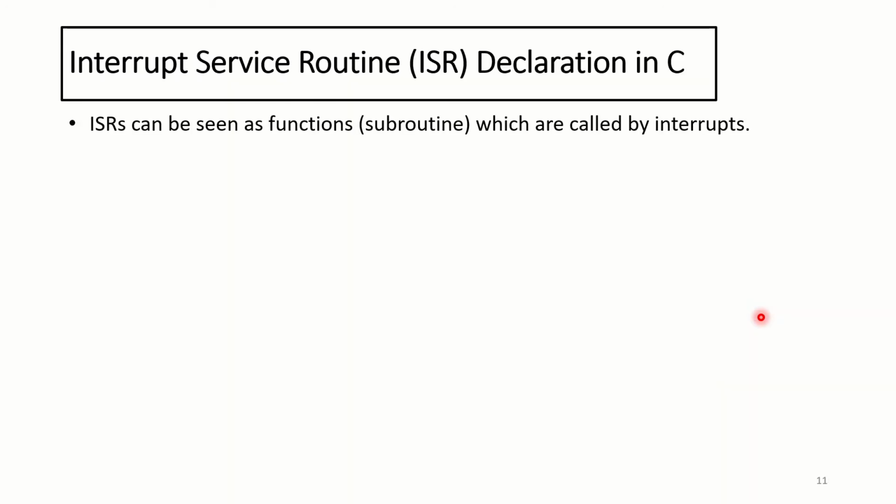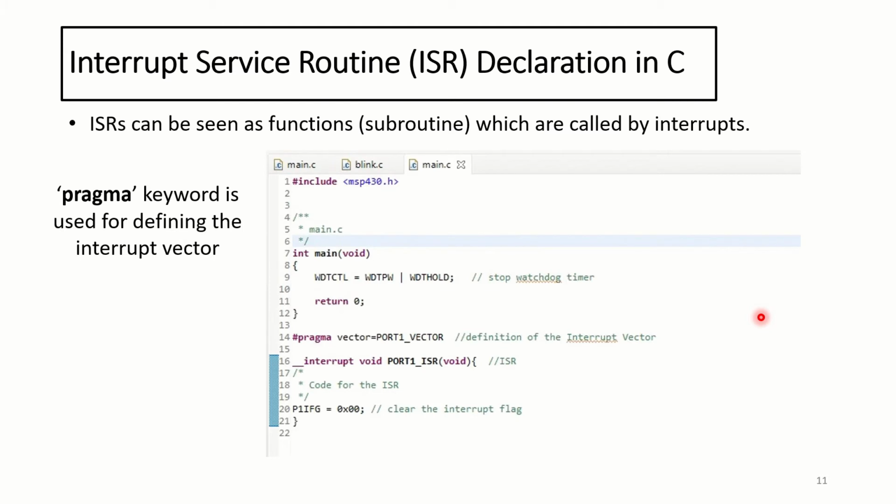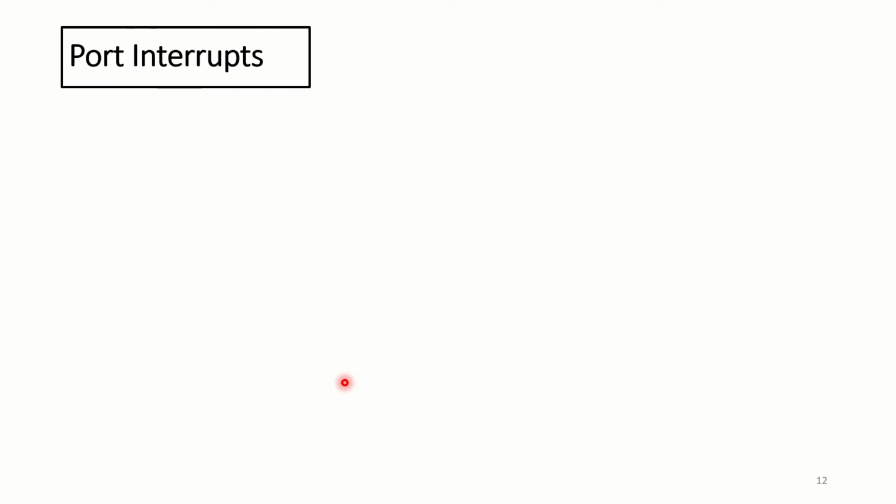ISRs can be seen as functions or subroutines which are called by the interrupts. So it's not the programmer that is calling the subroutine, but it's the interrupt itself. Before defining the ISR, we need to set the interrupt vector, and we do that by using the pragma keyword. Here in this screenshot, you can see the definition. Pay attention that the port 1 vector is the vector name provided in the header file. While defining the ISR, we use the double underscore interrupt phrase before the definition.